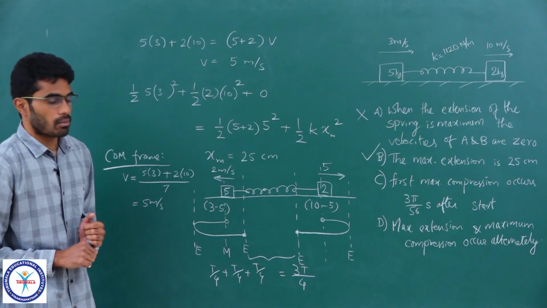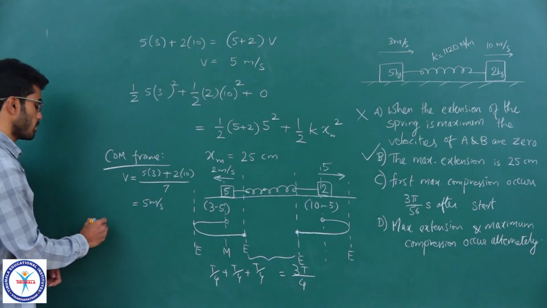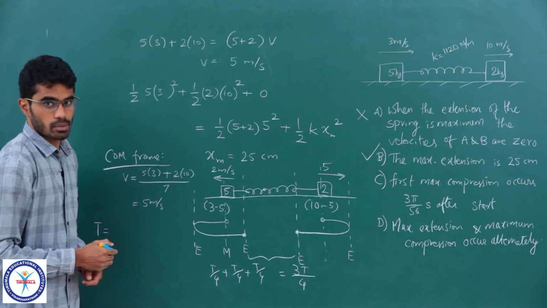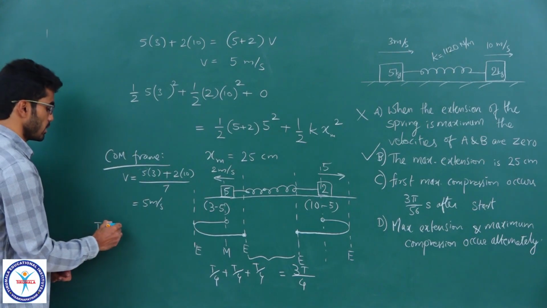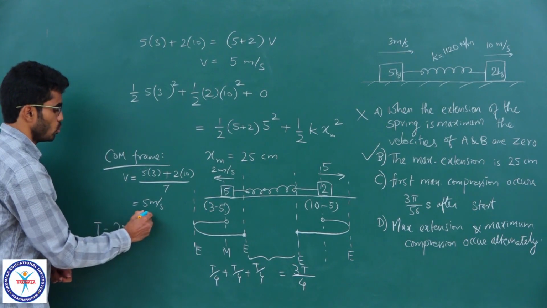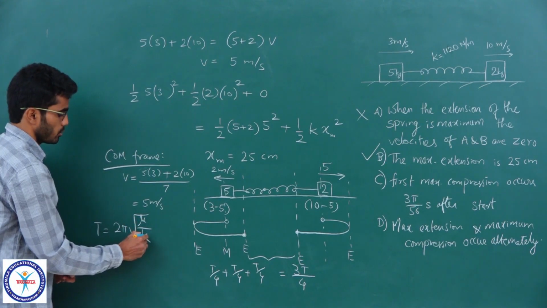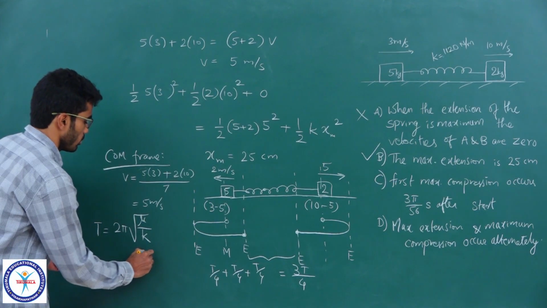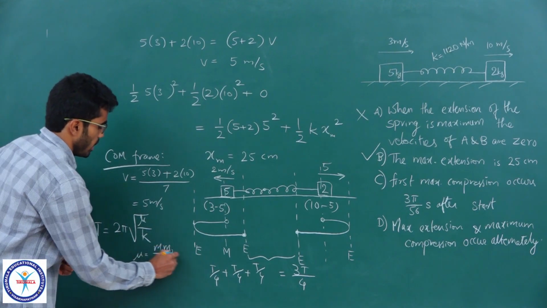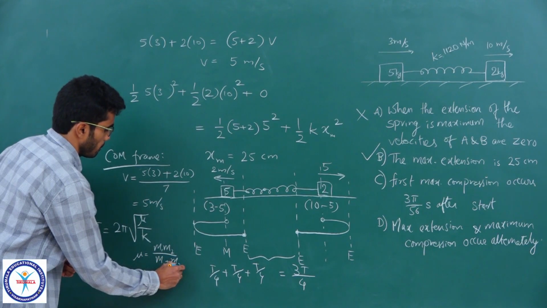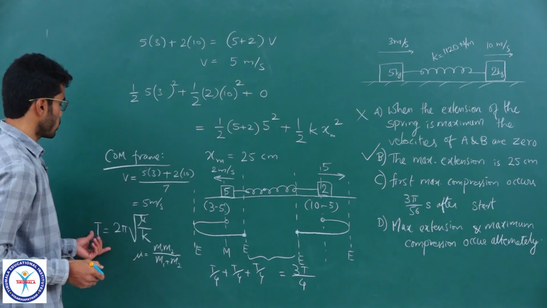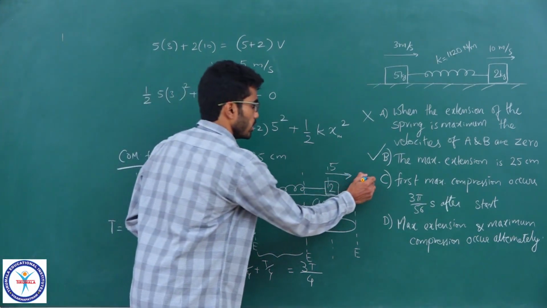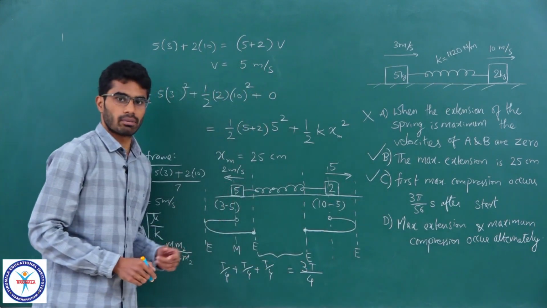How do you calculate capital T now? Capital T can always be calculated by making use of this relation. Whenever you have two blocks and spring systems, you can use reduced mass here. The time period will be 2 pi root mu by k, where mu is the reduced mass, m1 m2 by m1 plus m2. By making use of this, you can calculate capital T and you will get the answer to be 3 pi by 56, and C will be correct.